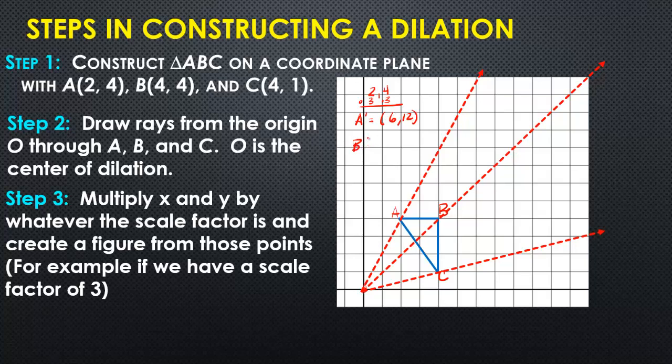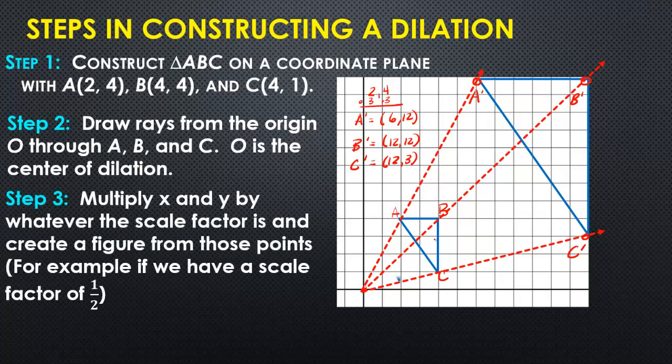For B prime, you take 4 and 4 and you multiply both by 3. That would be at 12, 12. And C prime, when you multiply 4 by 3, it's at 12. 1 times 3 is at 3. So your new figure would be over here. This would be A prime, this would be B prime, and this would be C prime. Okay? Now, that would be an enlargement, obviously, because this figure is bigger than this one.